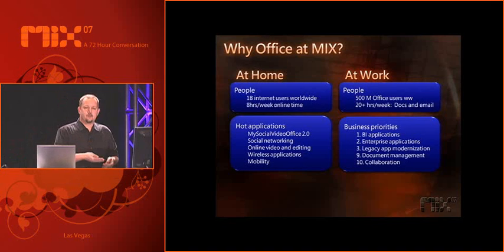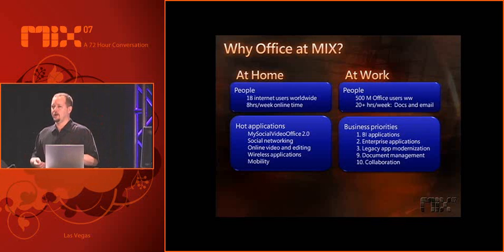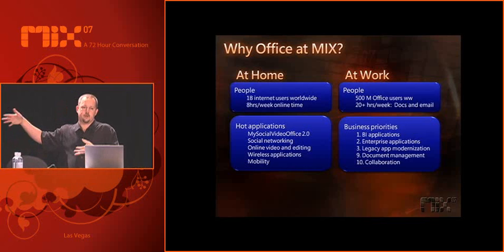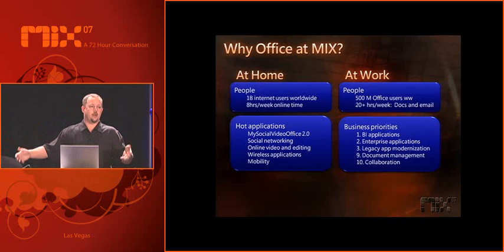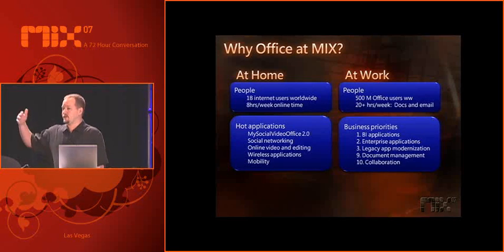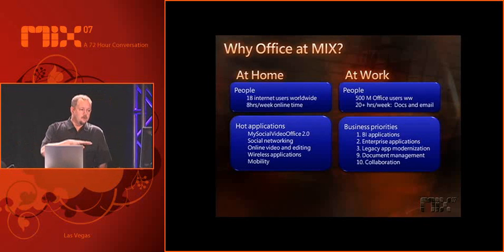But when you look at the differences with the at-work crowd, the business priorities for people at work, and this is predominantly where people always put Office. They say, these are the areas. Sure, Office is a business productivity tool. It's about apps. It's about integrating line of business data. It's about exposing information to your end users. And these are the priorities.